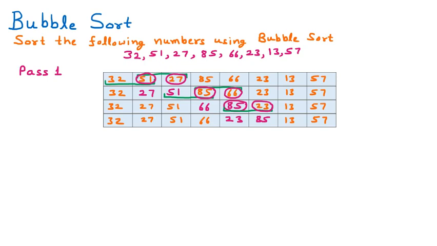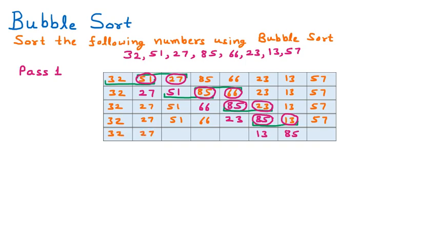Now again we are comparing the next two numbers. We are comparing 85 and 13 here. 85 is greater than 13, so these two numbers will be swapped. We are inserting one more row here. So 13 will come before, then 85 will come afterward. The remaining numbers will be as they are, which is 32, 27, 51, 66, 23 and 57.